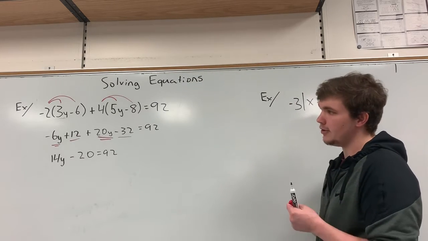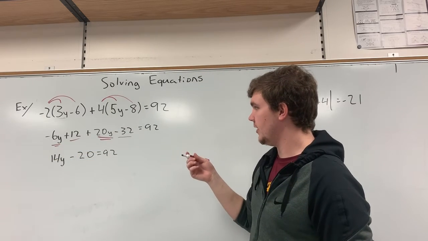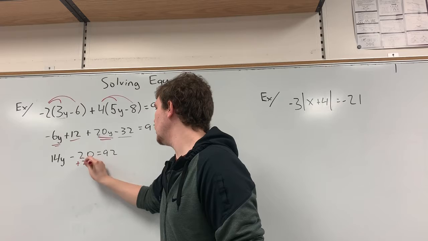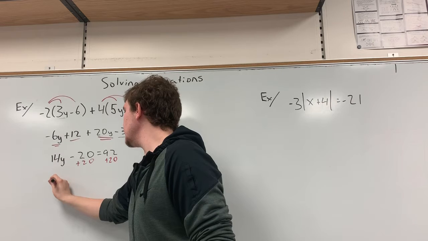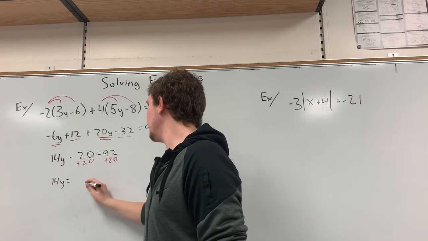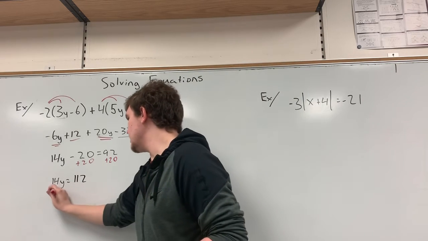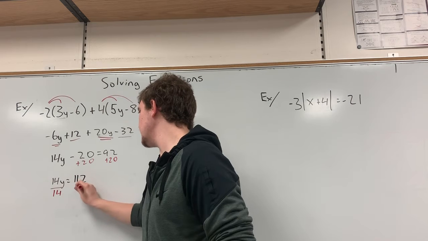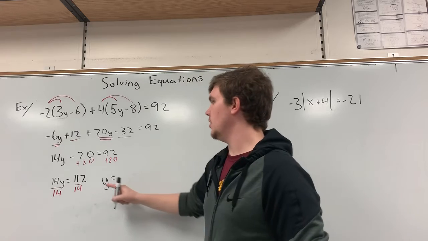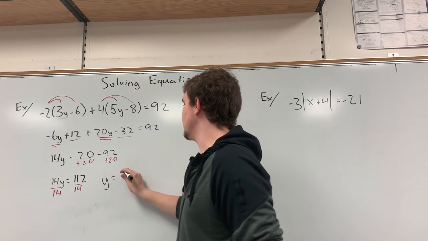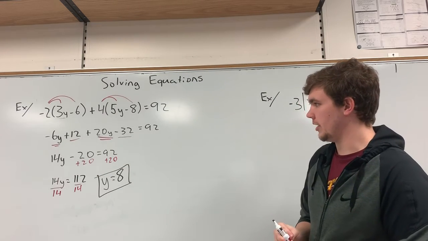I'm still getting y by itself, so I'm trying to get this guy alone, remember, because y is an introvert here. So I'm going to go ahead and add 20 over, plus 20, and then I got 14y equals, that gets me 112. And then my very last step is to divide both of these sides by 14, and I end up getting my final answer of y equals 112 divided by 14, I believe it's 8. So y equals 8. Okay.